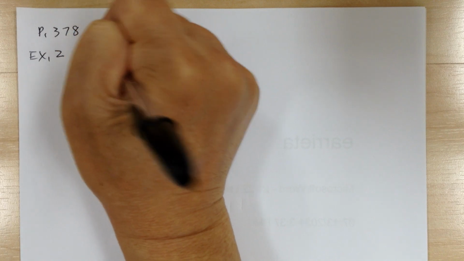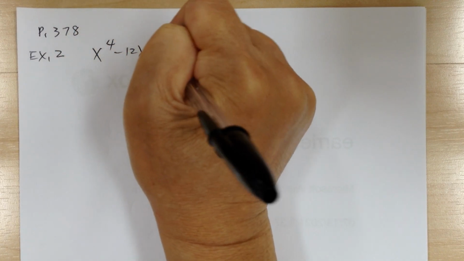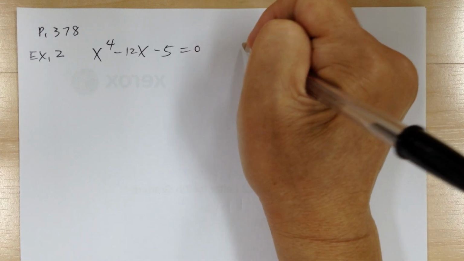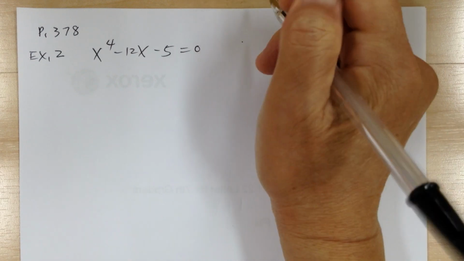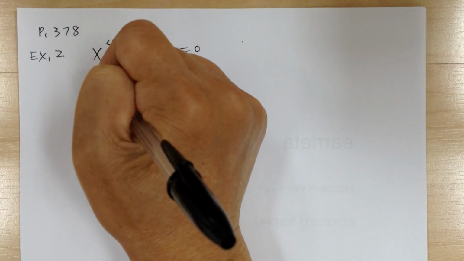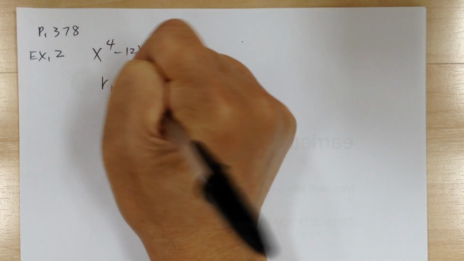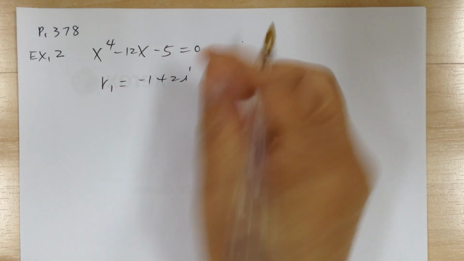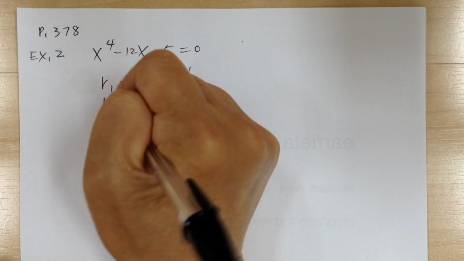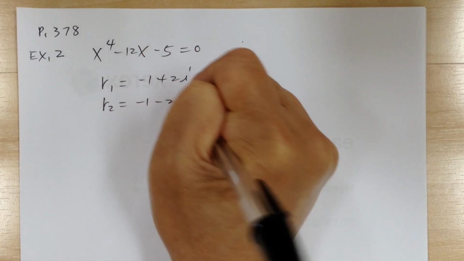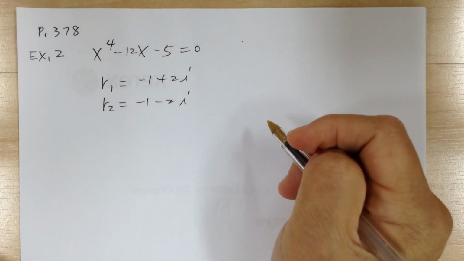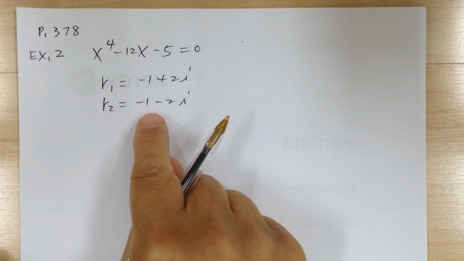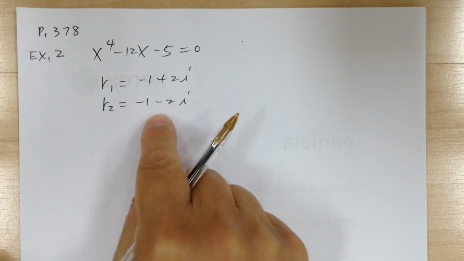Okay, you've got x to the 4 minus 12x minus 5 equal to 0, and you have r1 equal to negative 1 plus 2i. Right away we know that r2 is going to be equal to negative 1 minus 2i. It's the conjugate. Okay? So I'm going to use this to get my depressed equation.